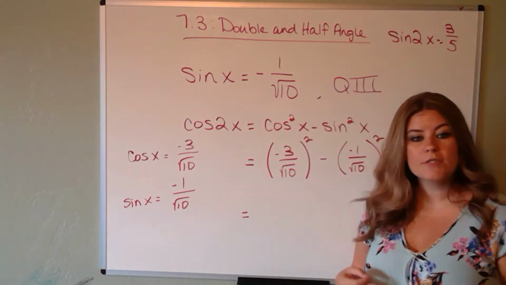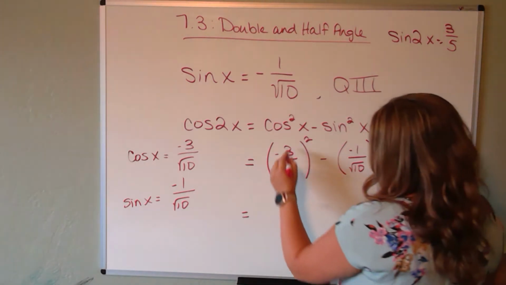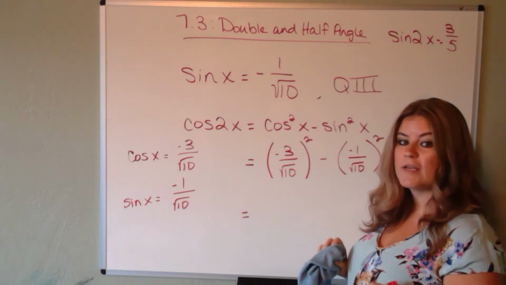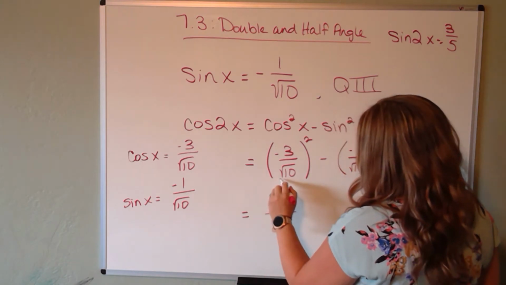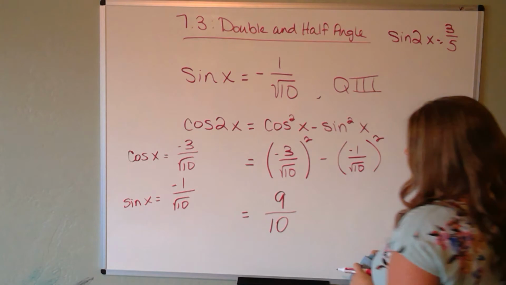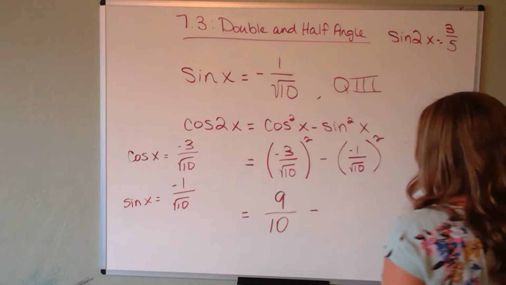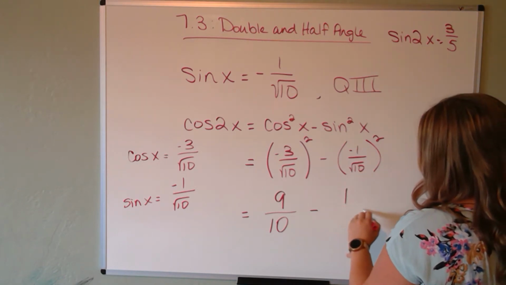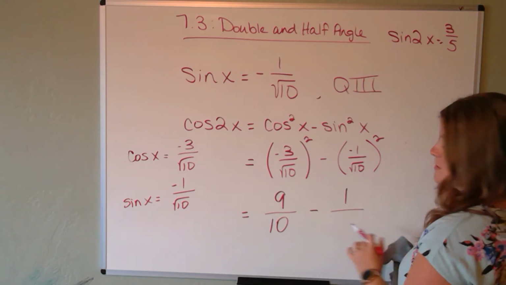Remember when you're squaring a fraction, you square the top and you square the bottom. So on top, this is -3 squared. Make sure you remember that that negative squares out, and this is +9. The square root of 10 squared, we've seen that a lot today already, so we know that's going to be 10. So 9/10 minus, over here, -1 squared is +1. √10 squared, oh, I'm writing the root again. √10 squared is 10.